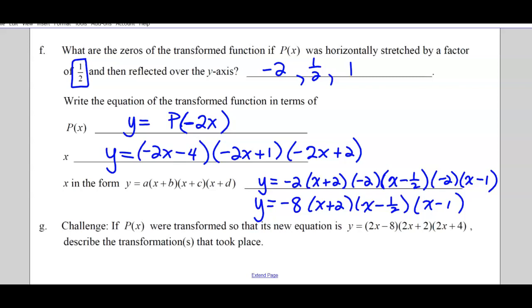Take a look at the x-intercepts here then. -2, +1/2, +1. That's what we thought it would be. So, two thumbs up on that.